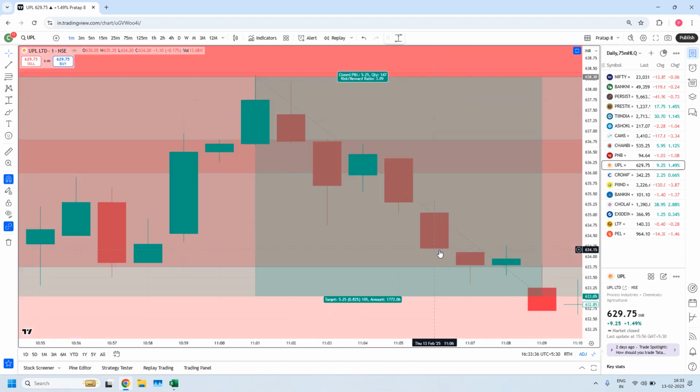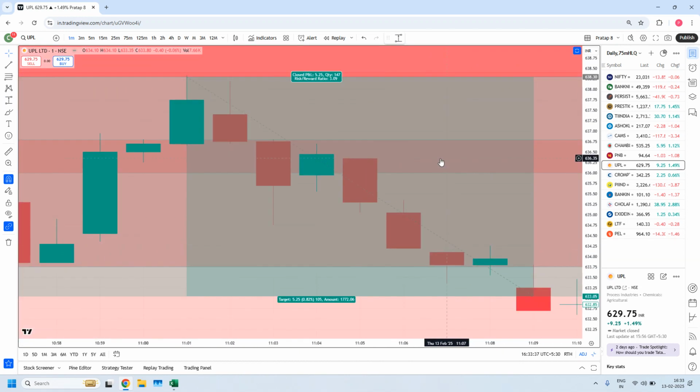Let us assume this is the situation. Now 1:3 RR is achieved. Do you want to book the profit? No, you don't want to book the profit. Why don't you want to book the profit? Maybe prices may be further going down. When they are further going down, why do you want to miss this opportunity?